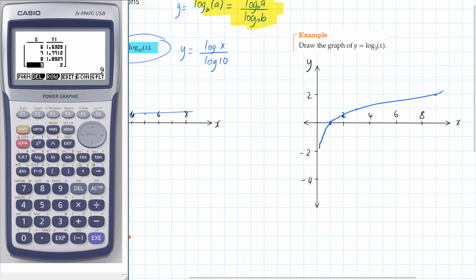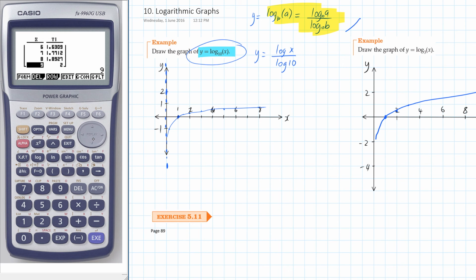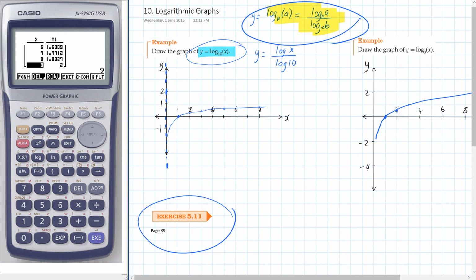Okay, so drawing log graphs is fine so long as you've got that rule down pat, and you can practice some of these on exercise 5.11.